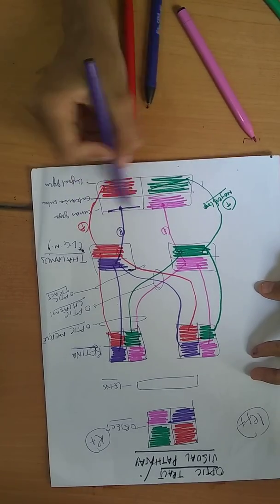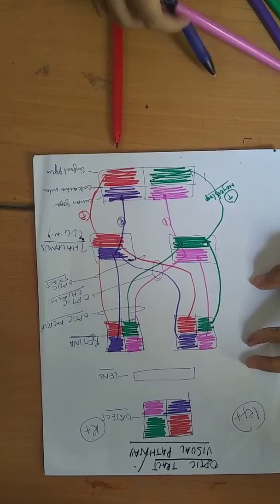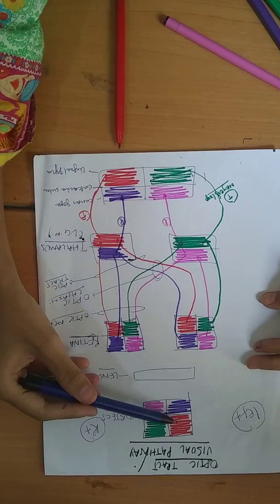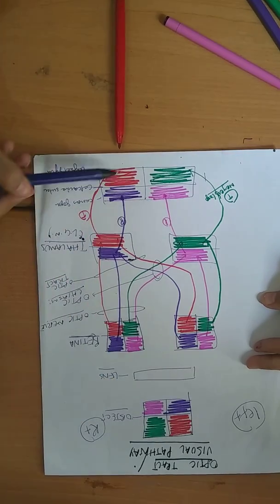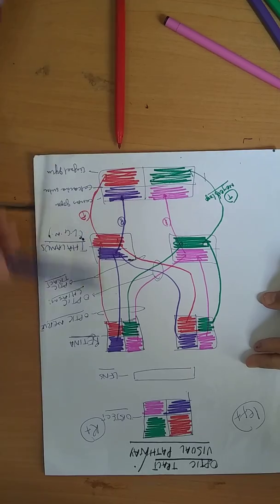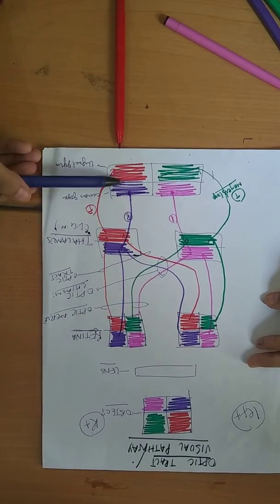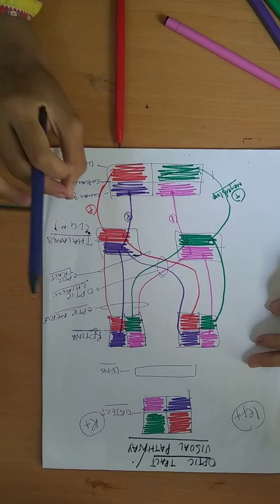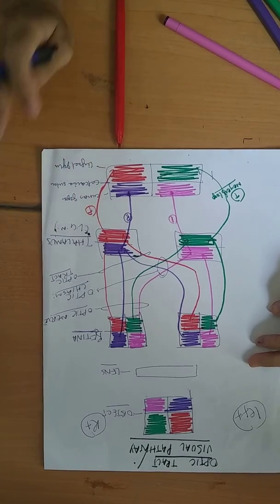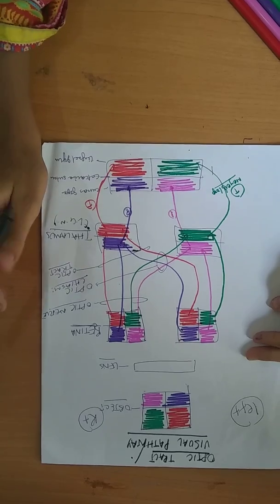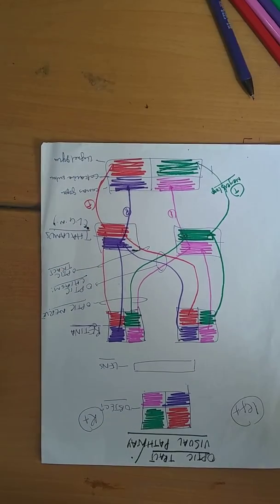Now, the image formed of this object is totally inverted. Right side on left side, left side on right side, superior portion inferiorly, inferior portion superiorly. This is the image formed in the brain. Now, in the next video we will discuss the lesions of the optic tract. Thank you.